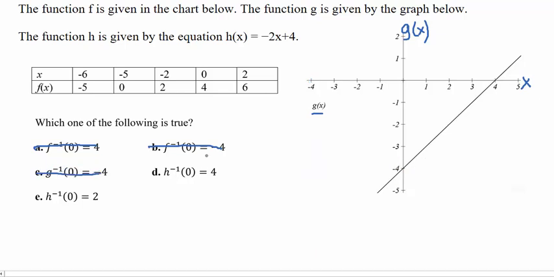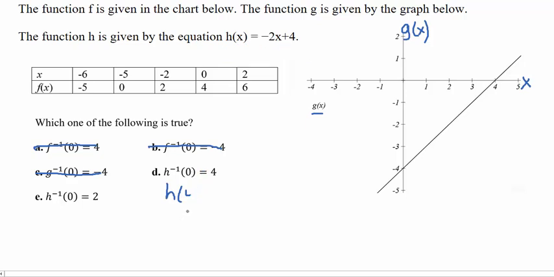This brings us to part D. Part D says that h inverse of 0 is 4. For that to be true, that would mean h of 4 is 0. So remember, since 0 is the input into h inverse, it would be the output of h. So this statement means if we replaced x with 4, that we'd get out 0. And if you do that, you'll see that you get negative 8 plus 4, which is most decidedly not 0. So if h of 4 isn't 0, then h inverse of 0 cannot be 4.